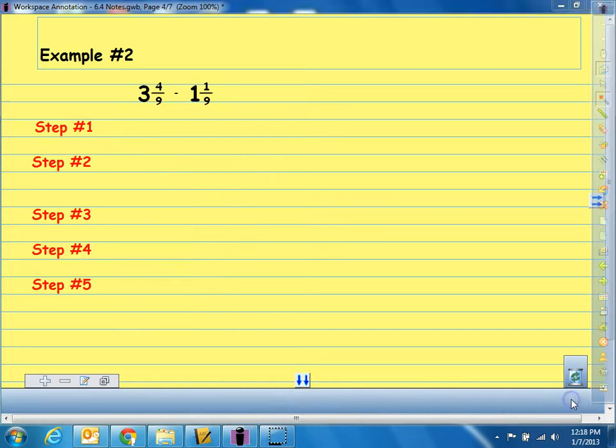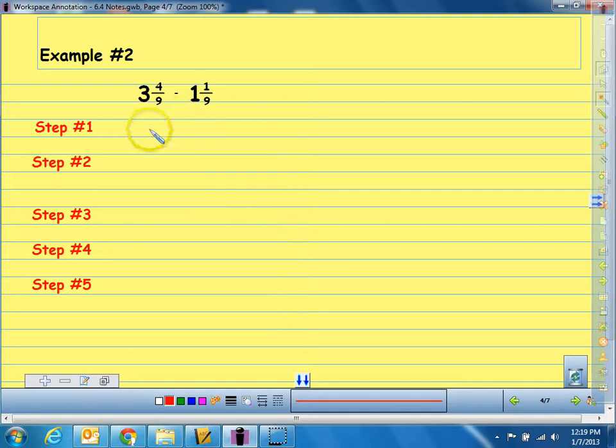We're going to try 3 and 4/9 minus 1 and 1/9. Again, we still want to be looking out for these signs. A lot of you are still struggling with that in your homework quizzes, that you're doing the adding and subtracting correct. You're just not always doing the one you're supposed to do. So make sure that you pay attention.